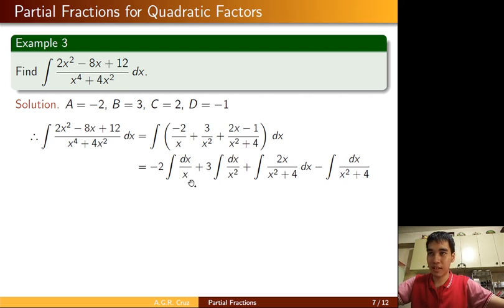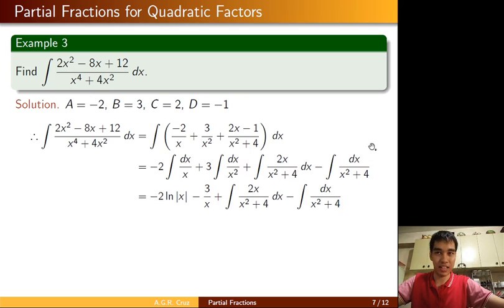So for this one, this is more or less easily integrated, no? We have a negative 2 outside. And then the integral of 1 over x, remember, is ln of absolute value of x, no? We have negative 2 times the ln of absolute value of x. Meanwhile, for this, remember we discussed earlier, the antiderivative of 1 over x squared is negative 1 over x. Multiply that by 3, you get negative 3 over x. Okay, so those two are done. The emphasis really is on this integral and this one.